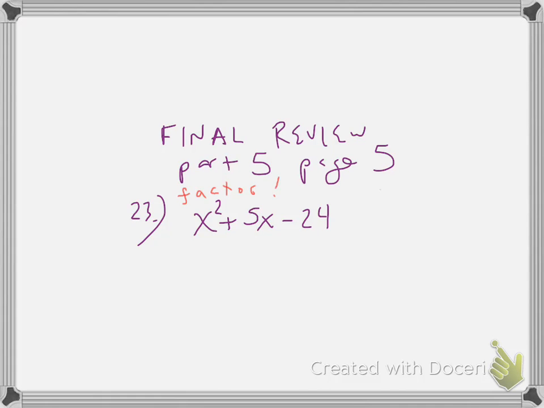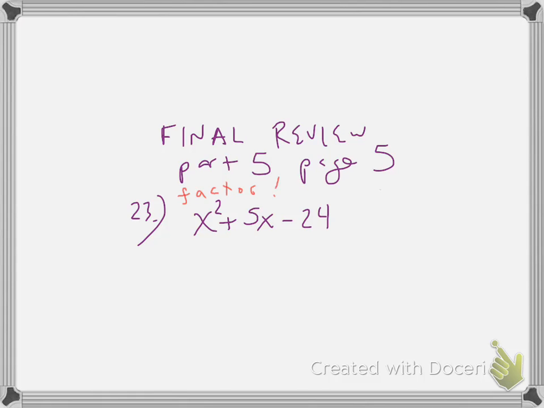Okay, here we are, final review, part 5, page 5. Moving right along. We're up to number 23, which is the factor questions. It's in the factor group. So what we have here is a trinomial, x squared plus 5x minus 24. And the instructions are to factor it, which is a lot. That was chapter 4, big time.